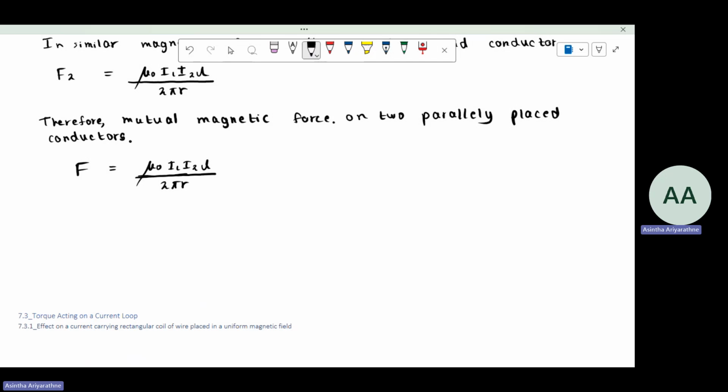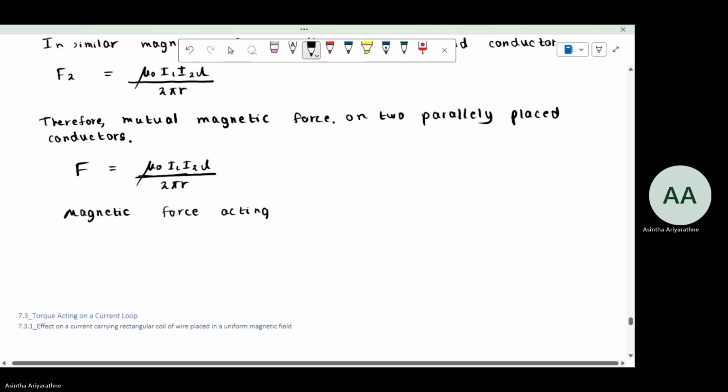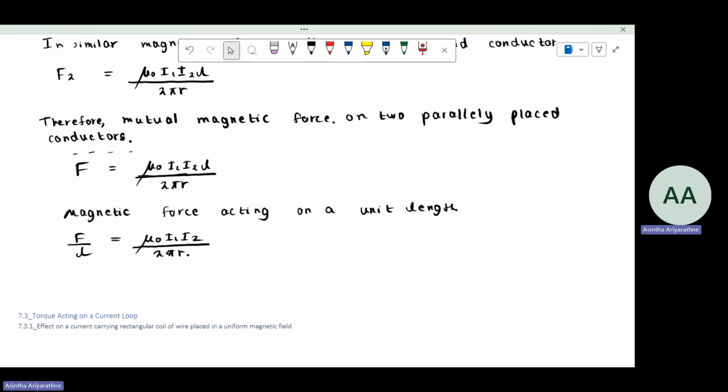Then the magnetic force acting on a unit length is just found by dividing by L, so F over L is mu naught I1 I2 over 2 pi R. Right, so this is the expression for the mutual magnetic force acting between two parallel placed current carrying conductors.